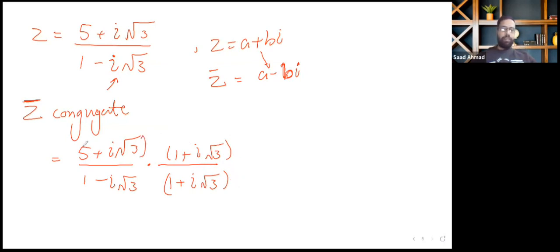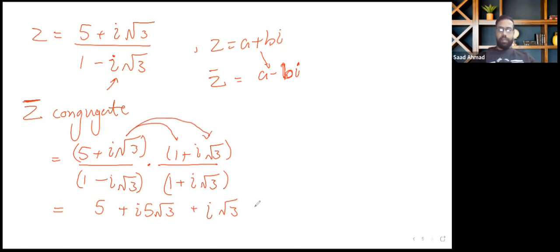So now let's multiply them. We will apply the FOIL rule that we just learned for multiplication. So 1 times 5 will give us 5. Then 5 times i square root 3, so it will be 5i square root 3. Now i square root 3 times 1 will be i square root 3. And i square root 3 times this: i times i will give us i squared, and square root 3 times square root 3 will just give us 3.